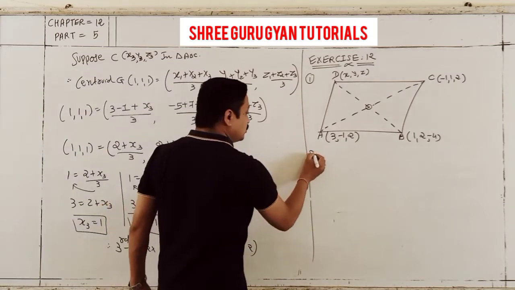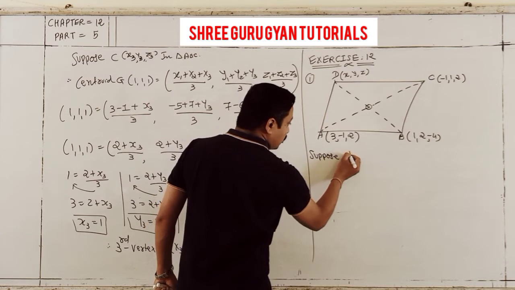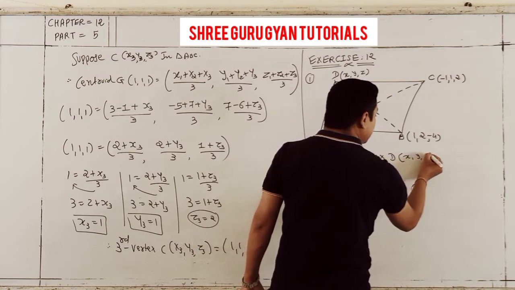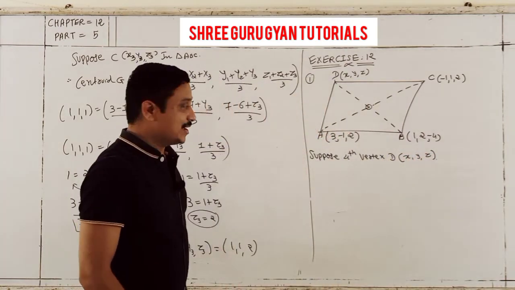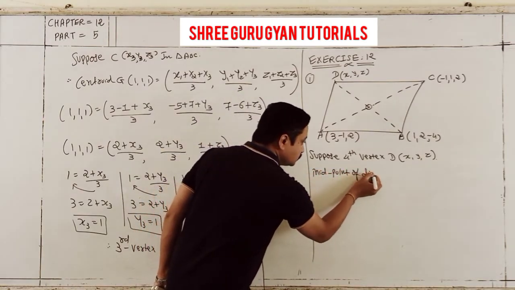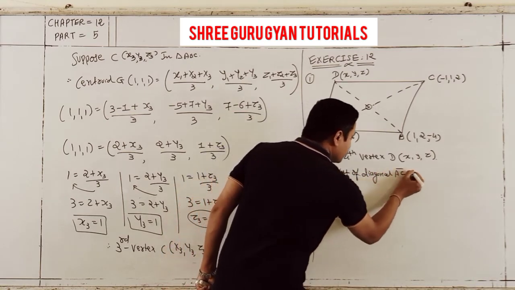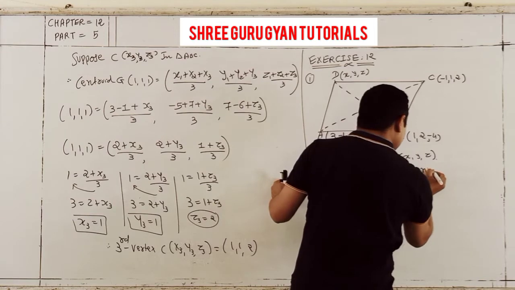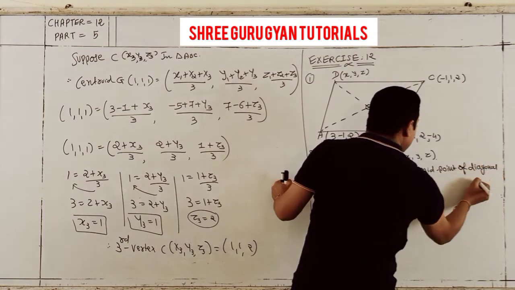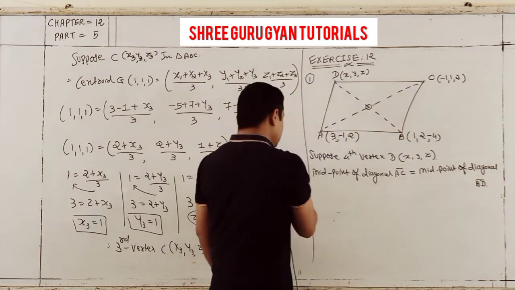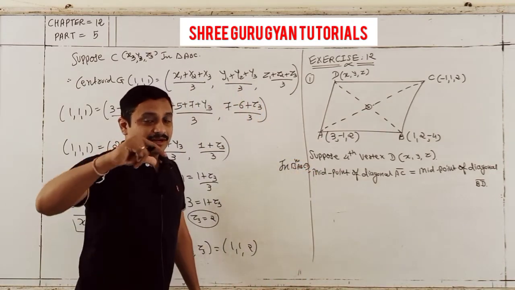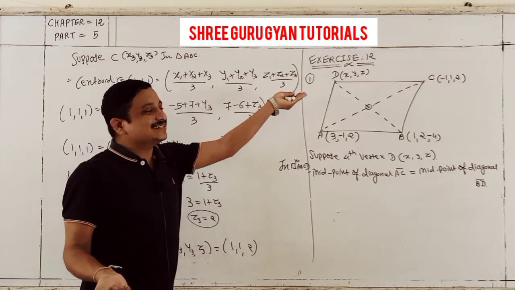So students, first suppose our fourth vertex D is (x, y, z). Now going to the formula: the midpoint of diagonal AC is equal to the midpoint of diagonal BD. Now, in the parallelogram ABCD, students, both diagonals' midpoints are equal, and at that level I just find the value of D.